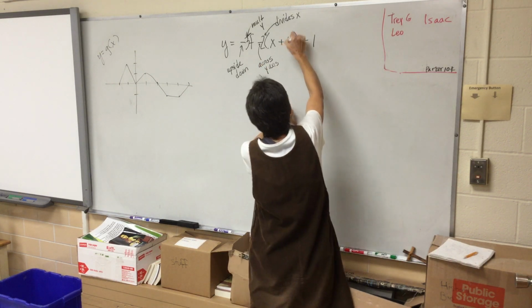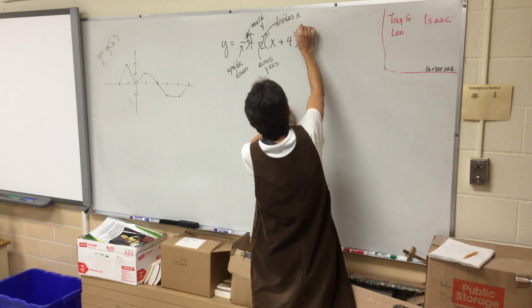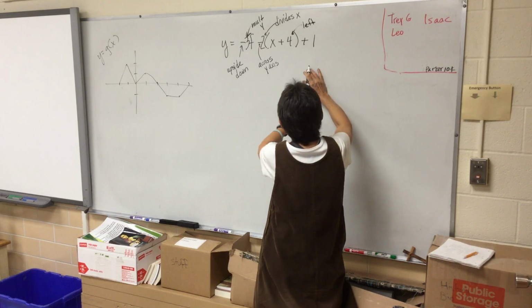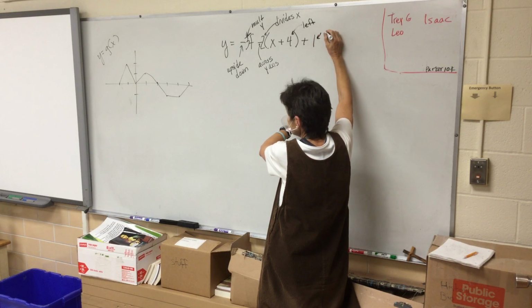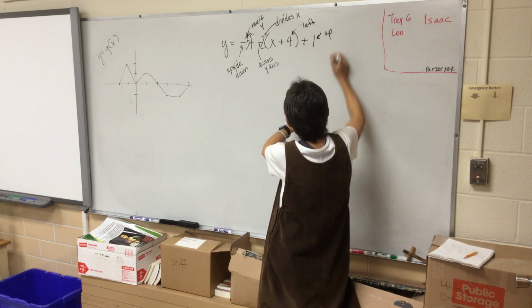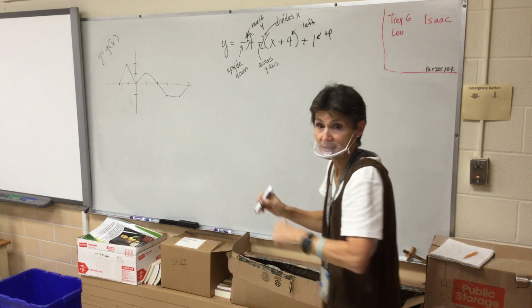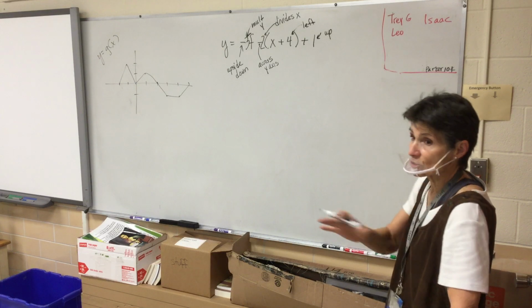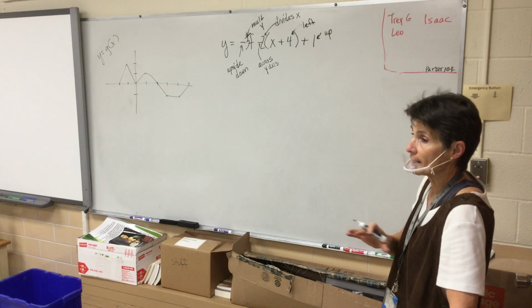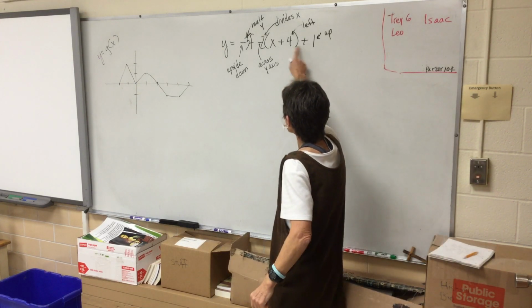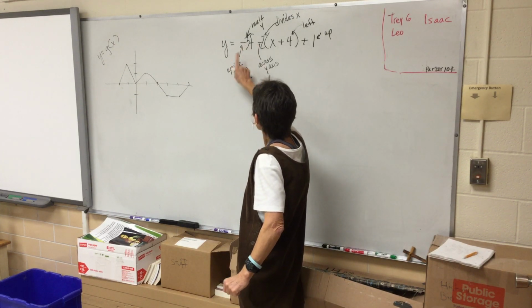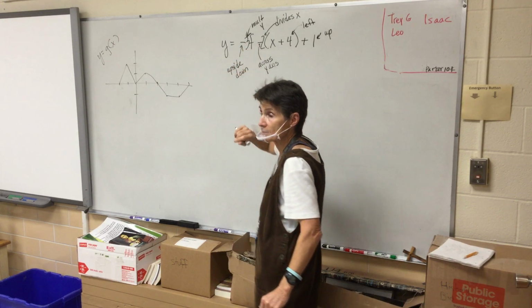What does this number do right here? That one would go left four. If that were a minus, it would go right, right? And then what does this do? One. Up, right? Or down, if it's negative. So those are all the things we know so far. We know how to handle plus and minus. We know how to handle negatives. And we know how to handle coefficients.